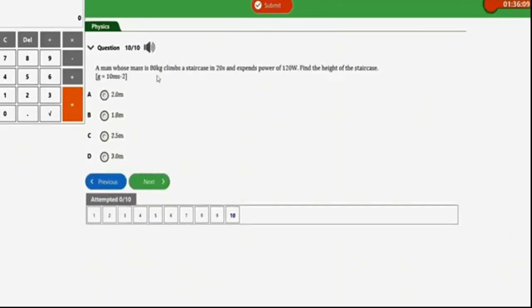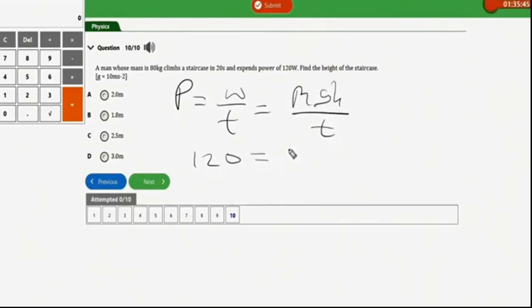A man whose mass is 80 kg climbs a staircase in 20 seconds and expends power of 120 watts. Find the height of the staircase. Acceleration due to gravity is 10 meters per second squared. So from this formula, power equals work over time, which is mgh over time. So we have the power to be 120 watts equals our mass, which is 80, times acceleration due to gravity, which is 10, times the height we're looking for, over the time, which is 20.